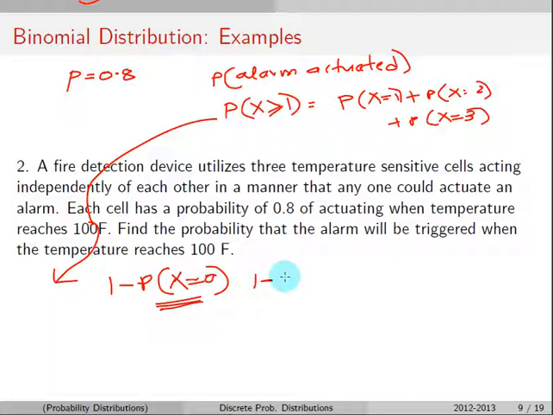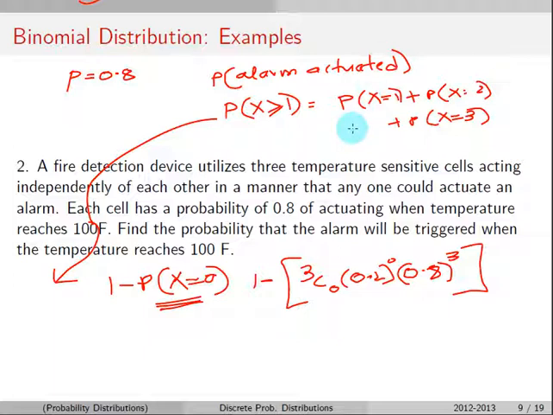So 1 minus the probability of the alarm not going off, which means 1 minus, once again you have 3 cells, so that will be 3C0. Probability of you want it not to actuate, so which means that is 0.2 raised to 0 and 0.8 raised to 3. So that will be the answer for this problem.